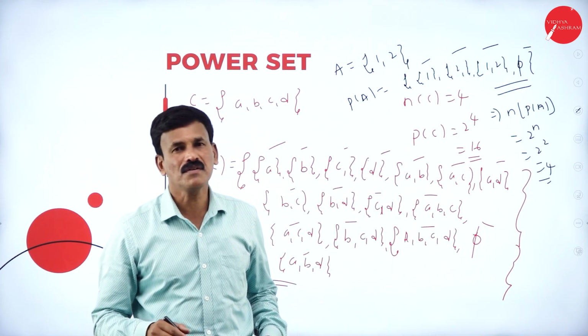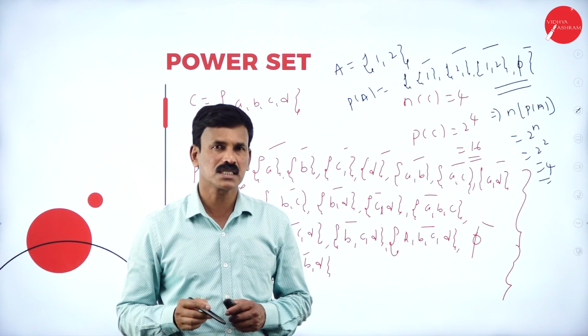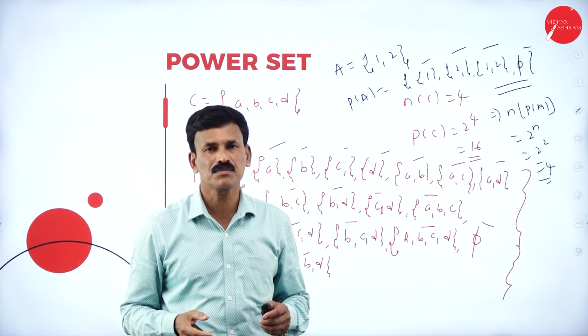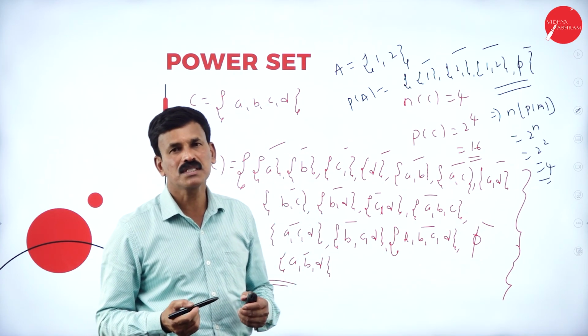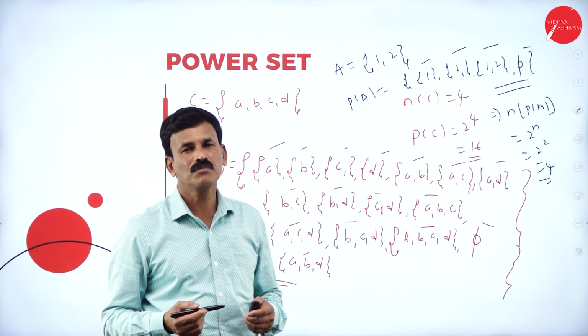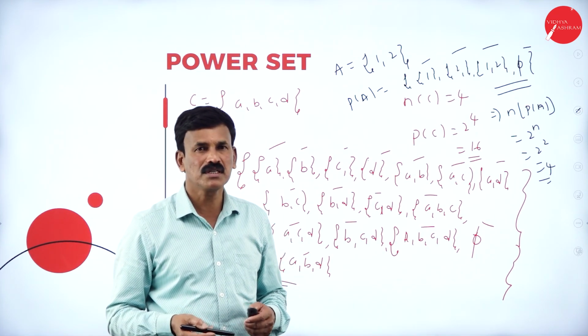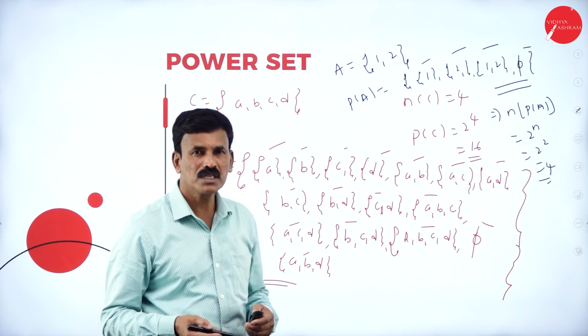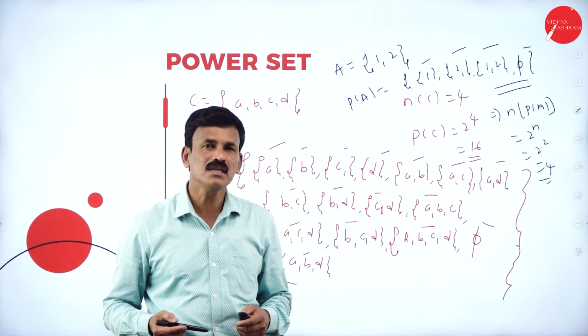So the collection of subsets including the null set and the set itself is called the power set. The null set and the set are also subsets. So for a set containing n or m elements, the number of elements in the power set is 2 to the power of n or 2 to the power of m. Very important concept. You may expect one question from this power set for 5 marks in the final examination.